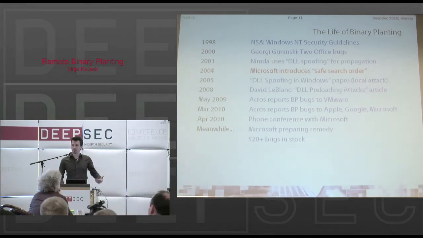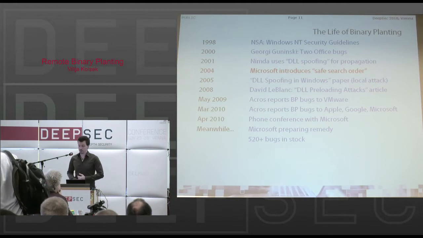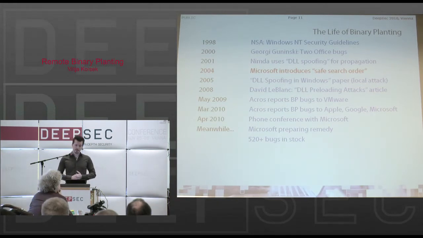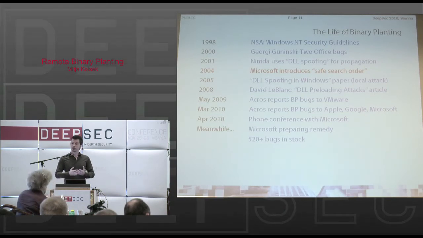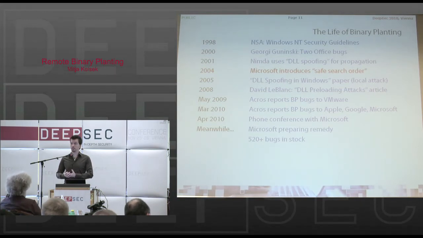A lot of stuff has happened since, and Microsoft has, along the way, introduced some partial fix to make things a little better, but just a little better, as we'll see. In the course of our research, which started in December 2008, we've accumulated over 520 bugs of this particular type in various widely used pieces of software. And in April 2010, this year, it became obvious that once we publish our research, it'll be important for users to have at least some remedy available.